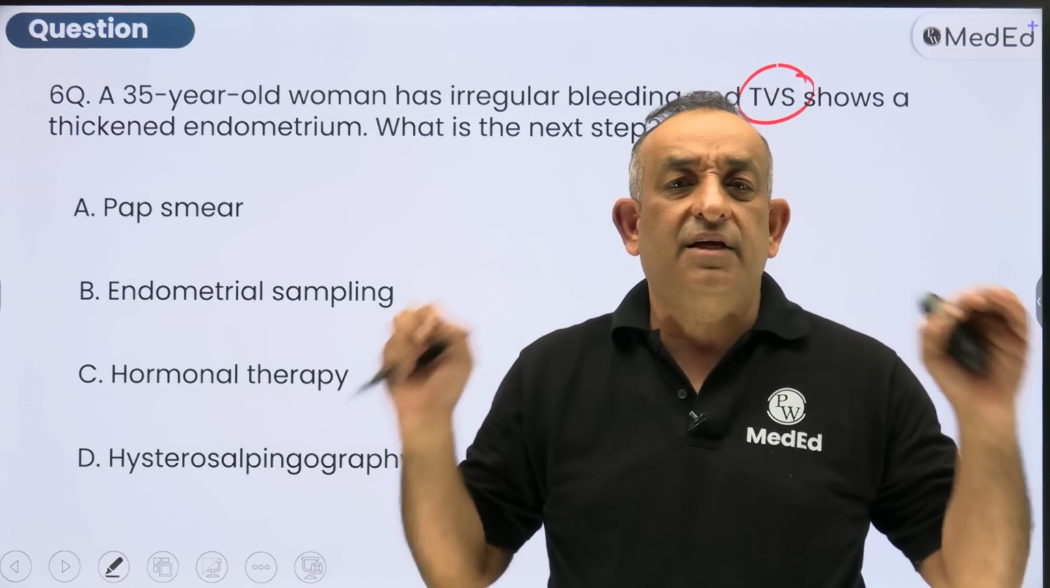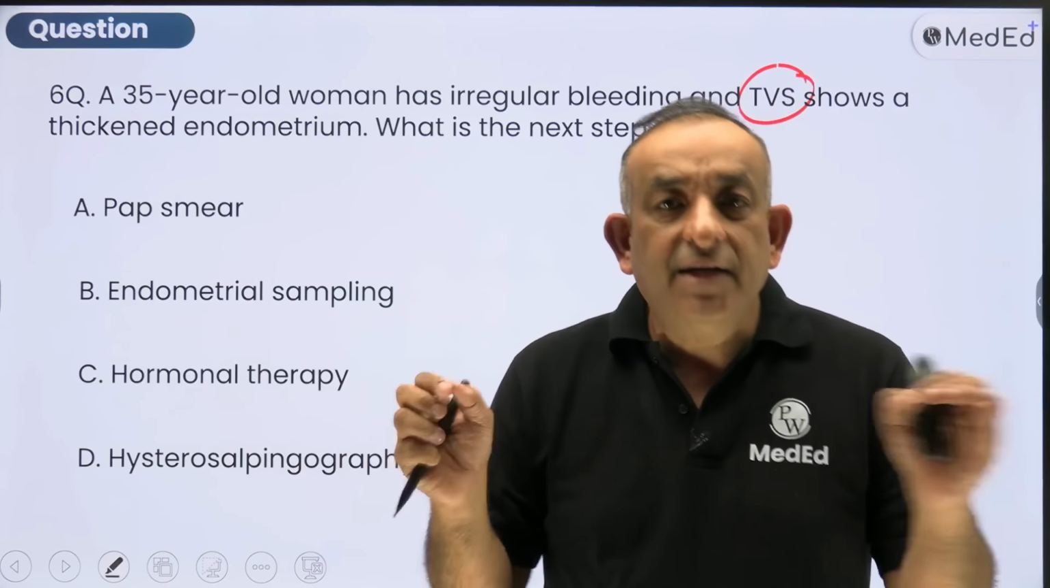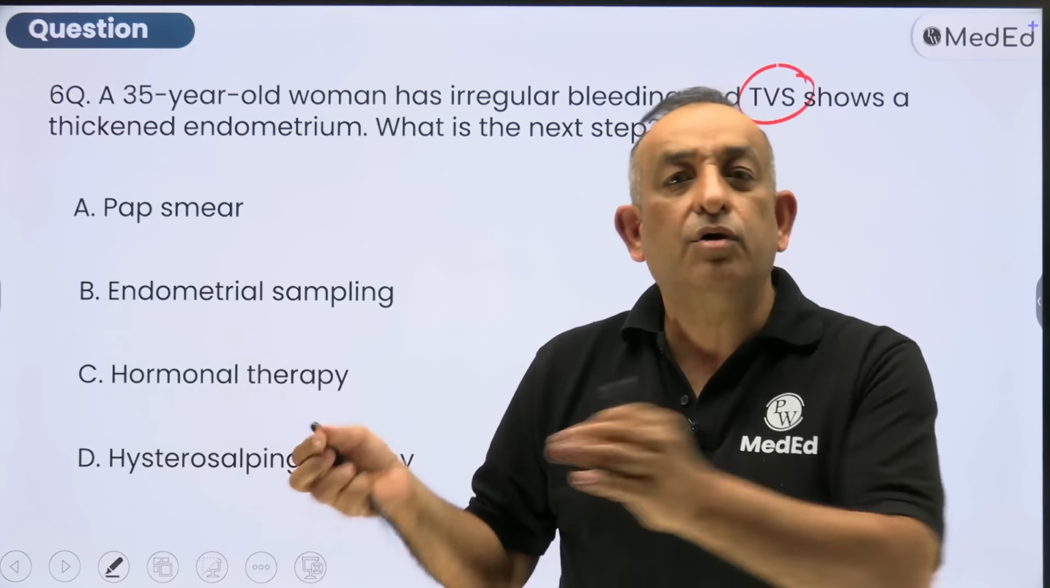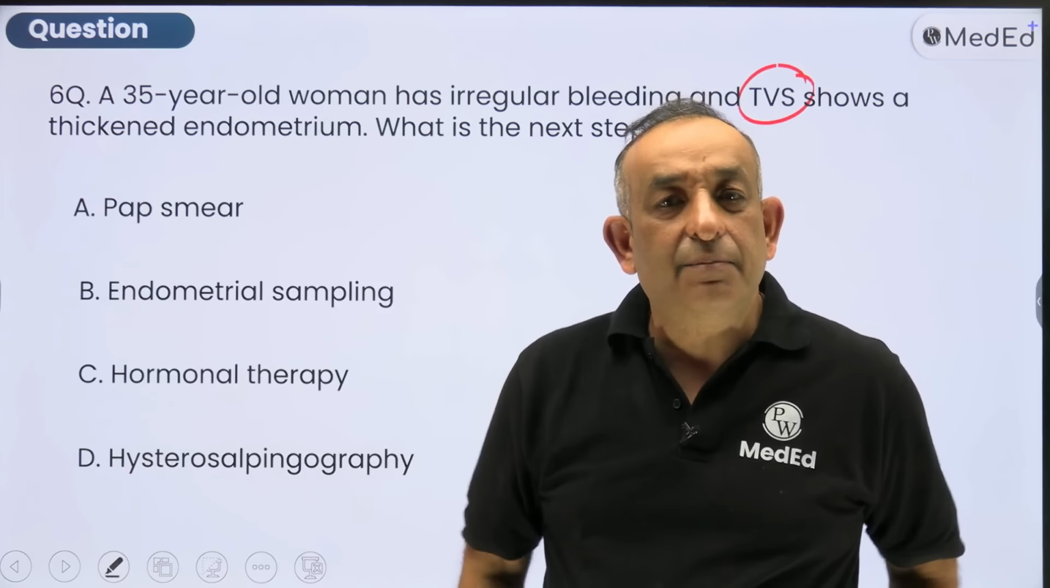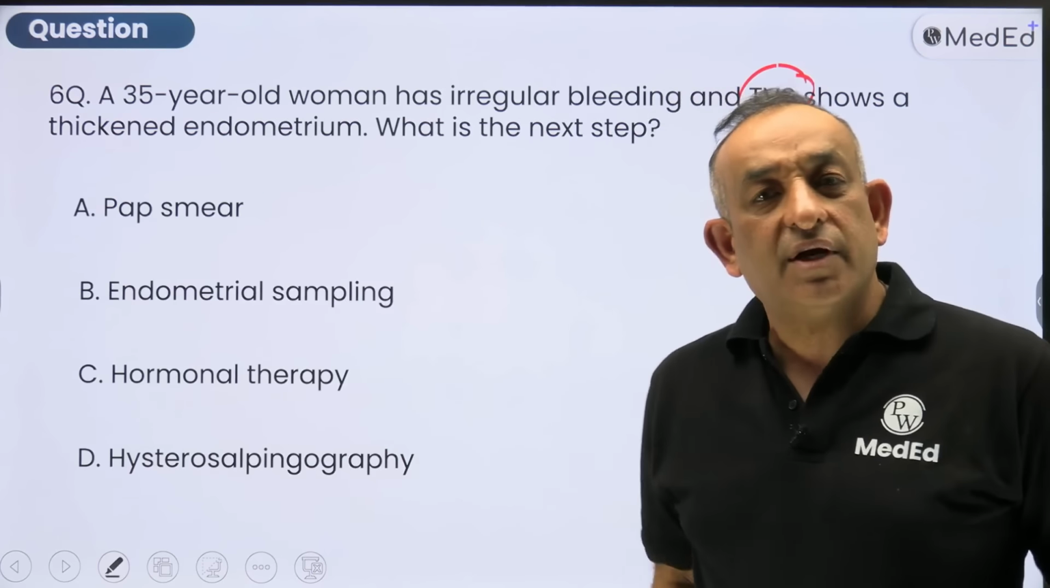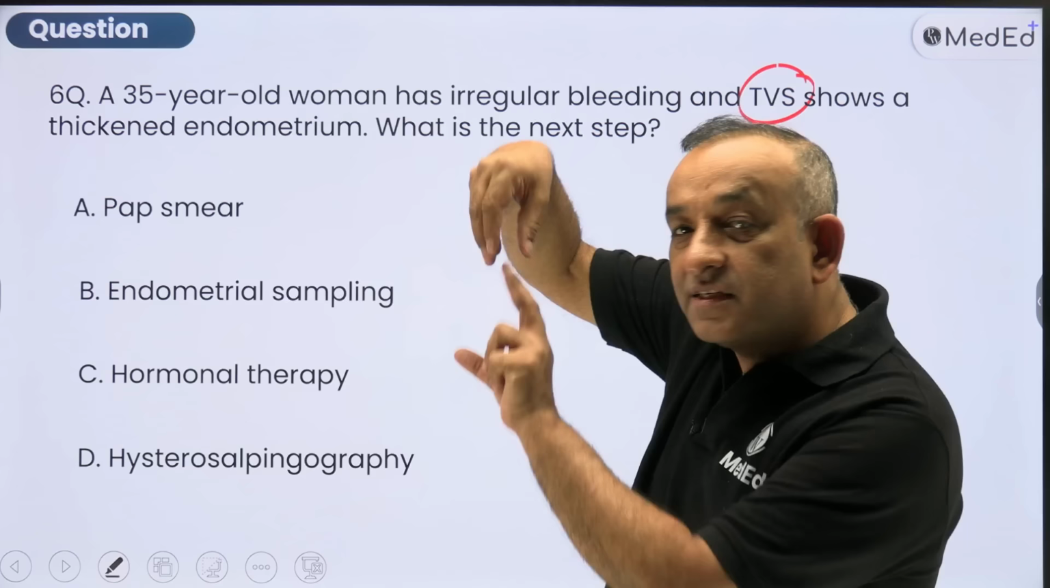Any woman with irregular bleeding, find out what is wrong. And how do you know what is wrong? By getting into the uterus and taking a scrape. Yes, you have to do a curette. You go inside and take a scrape of the endometrium.